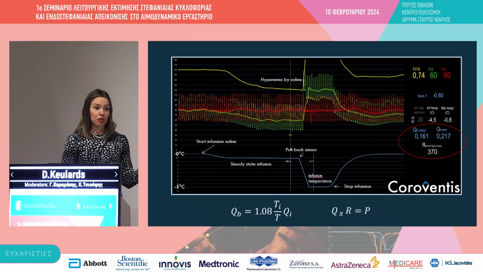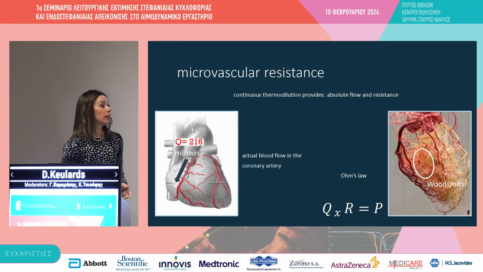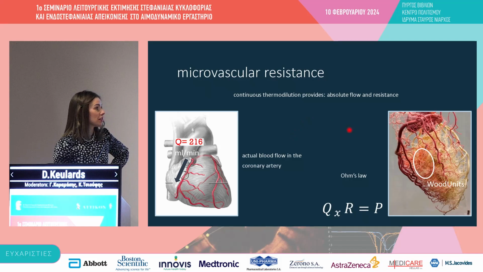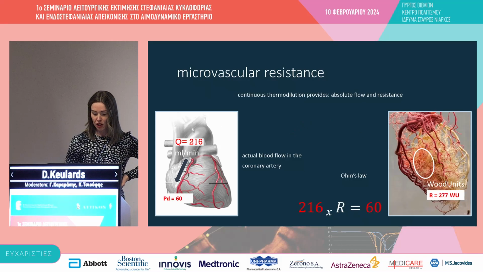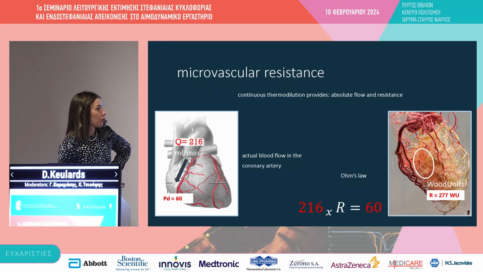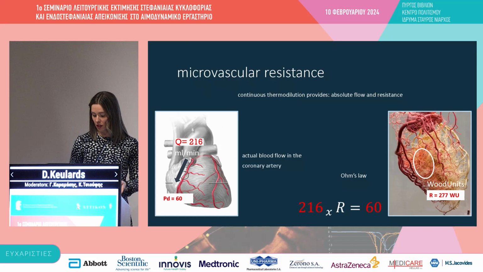And because you measure distal pressure as well, according to Ohm's law, you can also get the resistance of the microvasculature in Wood units. As you can see here, from one measurement, you have the absolute flow and the resistance.